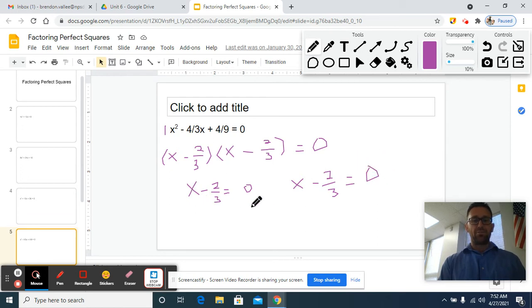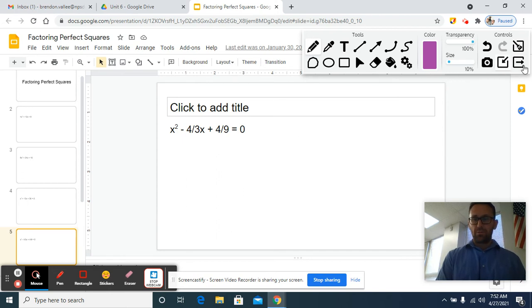And then obviously add 2/3 to both sides. This is going to give you the same answer for both. So x equals 2/3. And we'll talk about what that means later, why we can solve for x later.